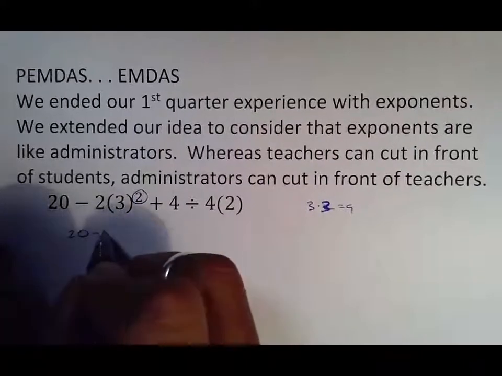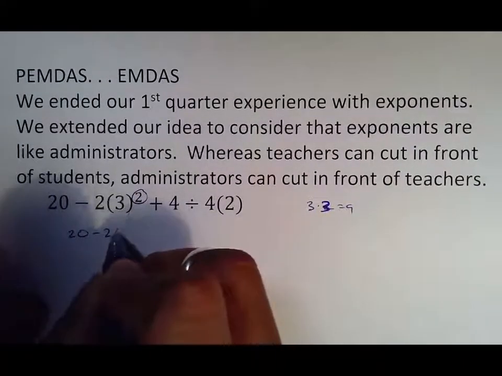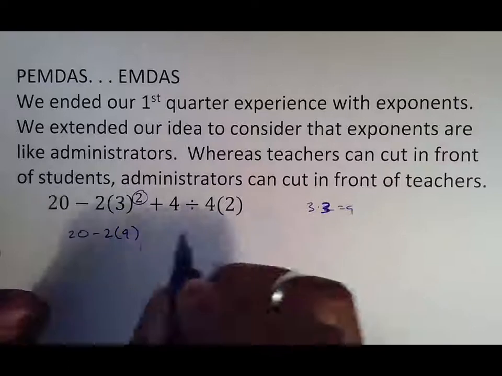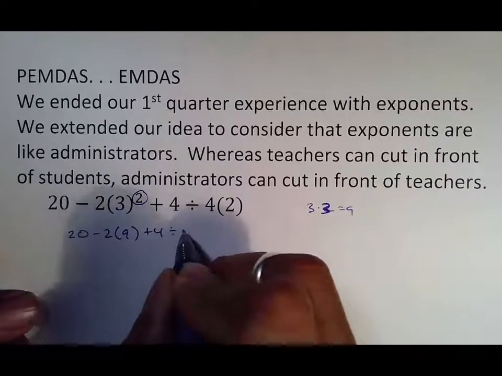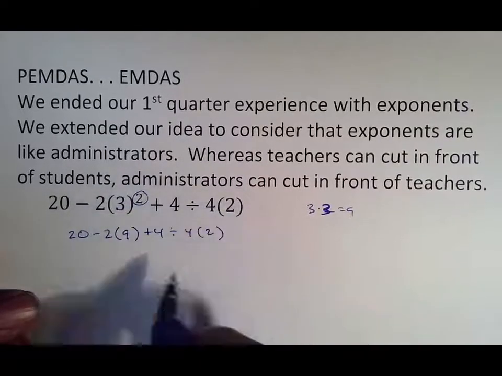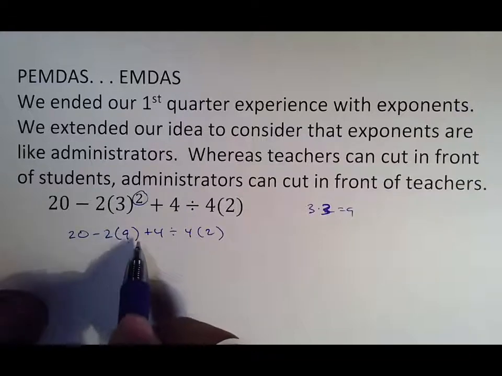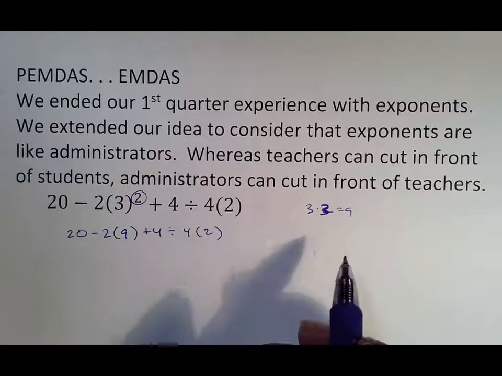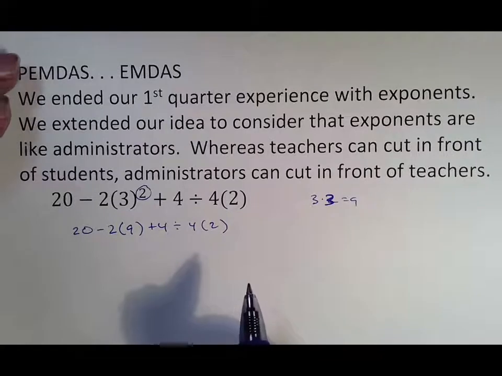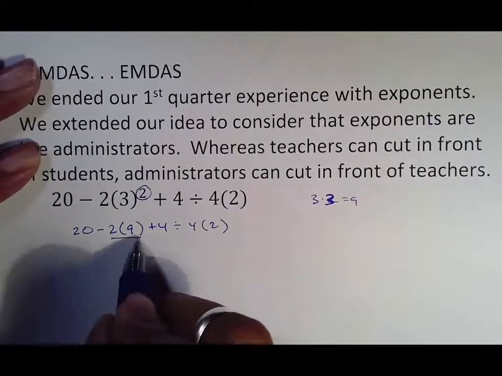But again, copy everything else. So there's your 2. Turn this into parentheses 9 because it still is in parentheses, and then go from there. Just make sure you're copying effectively. Plus 4 divided by 4 times 2. Now again, we're looking for the first teacher in line, which is this multiplication.